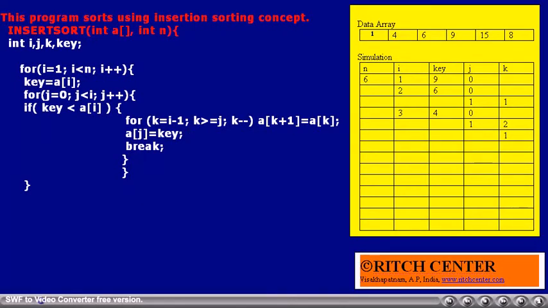The elements till third element of the array, they are in ascending order. That is 1, 4, 6, 9. Like this, we are taking one element and inserting it at its appropriate place such that the array gets into ascending order till that location, that is till that ith element.